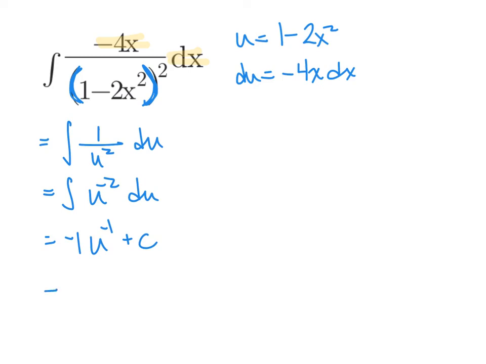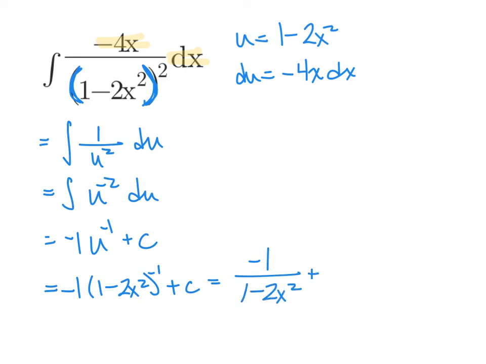Replace everything to write it in terms of x, which is going to mean taking the u out and replacing it with 1 minus 2x squared. You can leave your answer like that. Of course, if you prefer to write it as a fraction, you can.